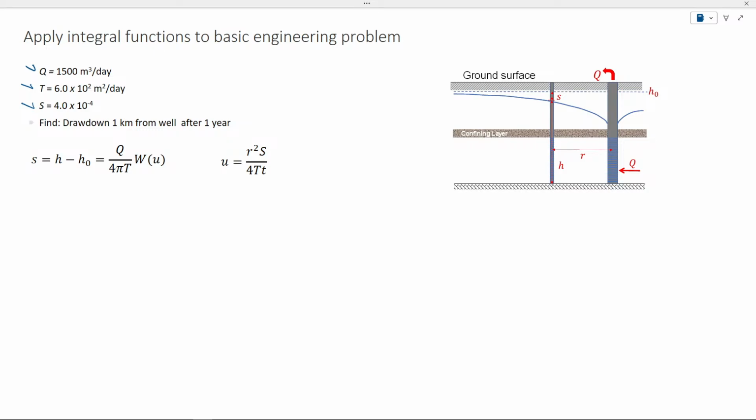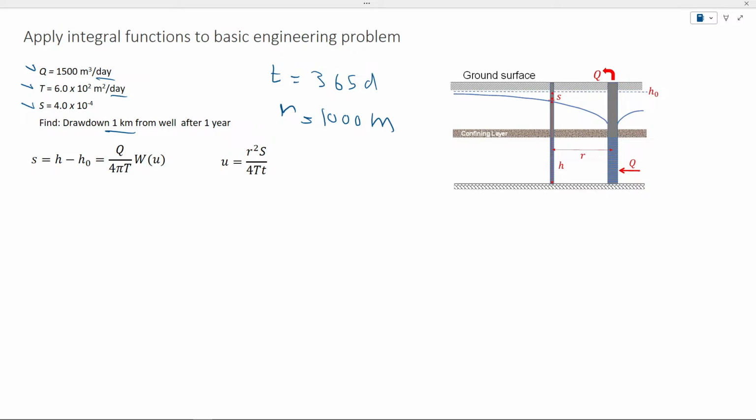So now I'm giving time, that is 365 days, because remember here I have in days, here I have in days. So that is after 1 year, and I'm giving R. This is in meters, so I need this 1 kilometer, which is 1,000 meters. So I'm giving R.